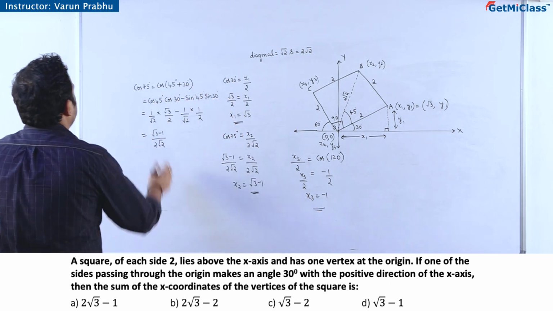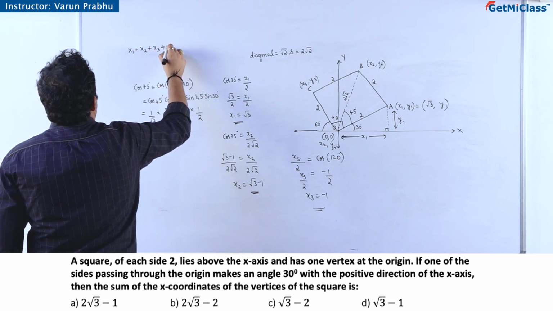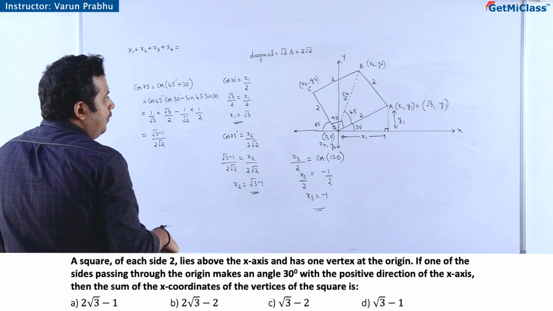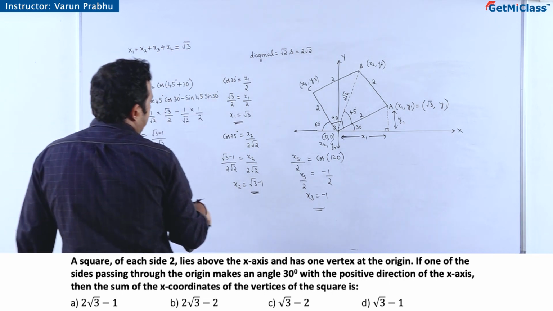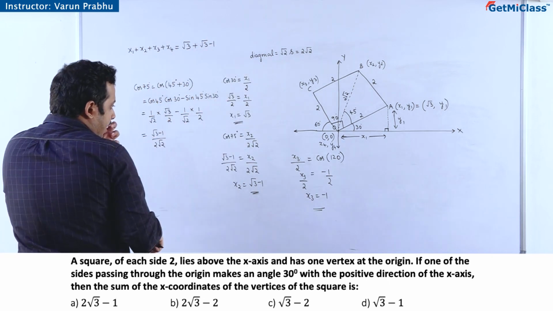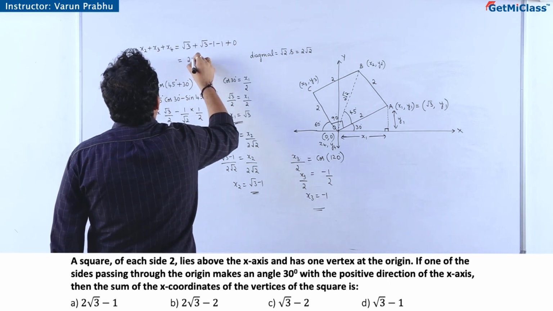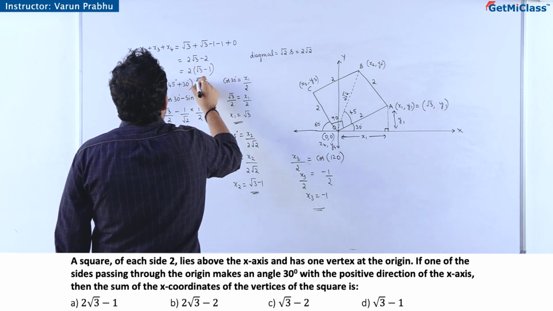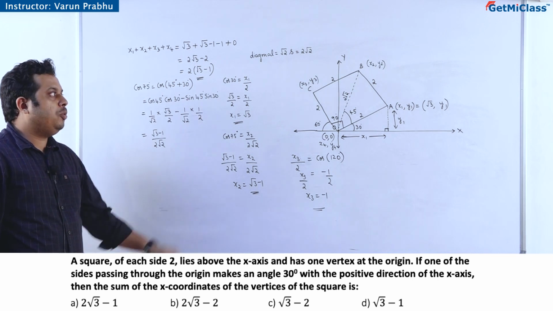Now the question is asking you to calculate the sum of x coordinates of the points, which means x1 plus x2 plus x3 plus x4. The value of x1 is root 3, x2 is root 3 minus 1, x3 is minus 1, and x4 is 0. So the answer to the question is 2 root 3 minus 2, which is 2 times root 3 minus 1. Whatever you see in the options matching this will be the answer. Very, very important question this is.